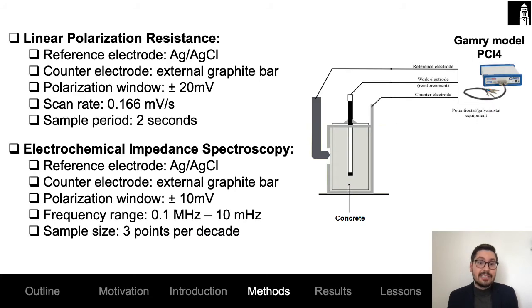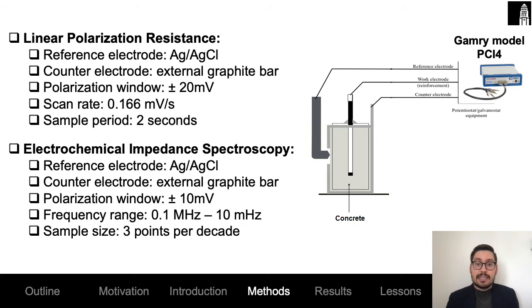Now, in order to answer this research question over time, two main electrochemical techniques have been employed. The first one is linear polarization resistance. This is a direct current, or DC, polarization technique that is non-destructive. Now, the reference electrode that was used was a silver chloride electrode, and the counter electrode was an external graphite bar.